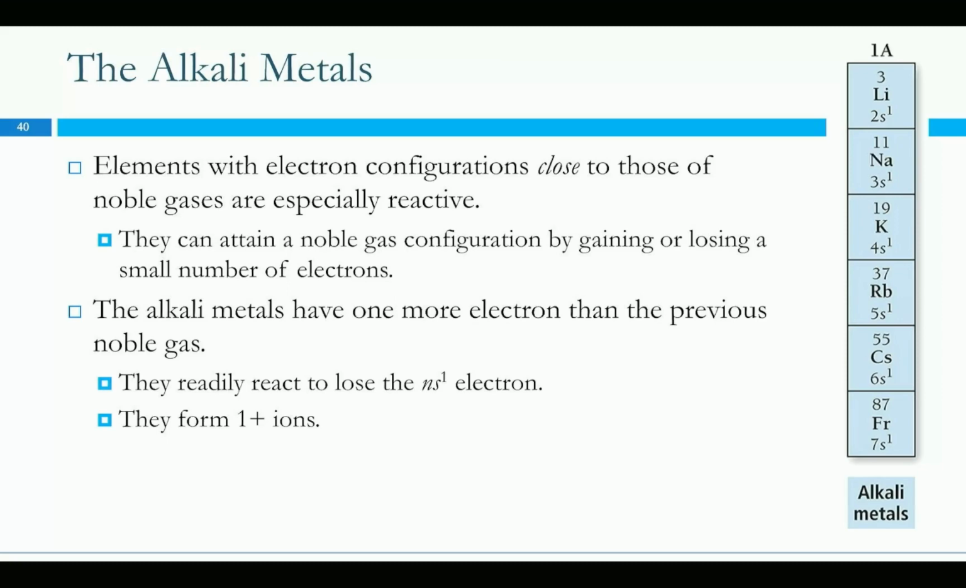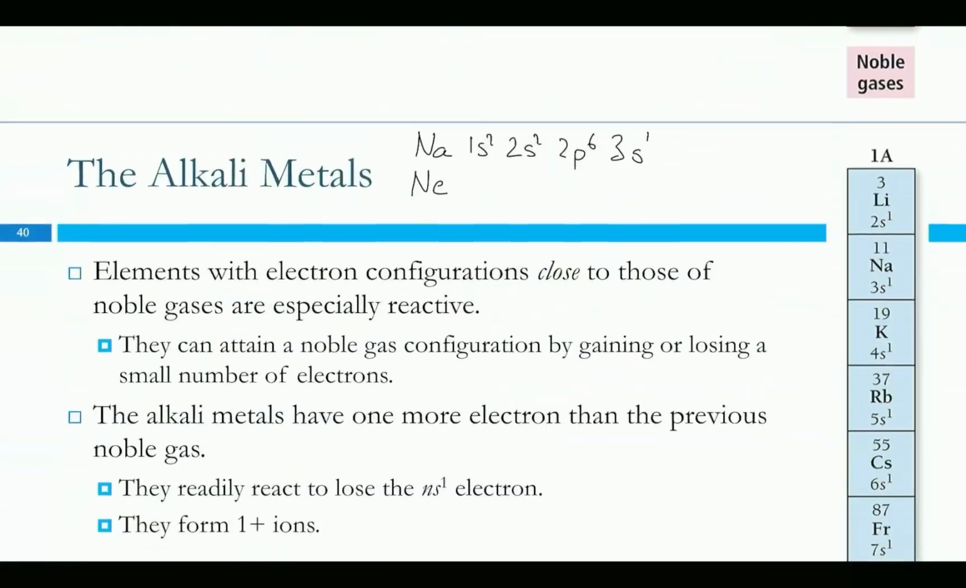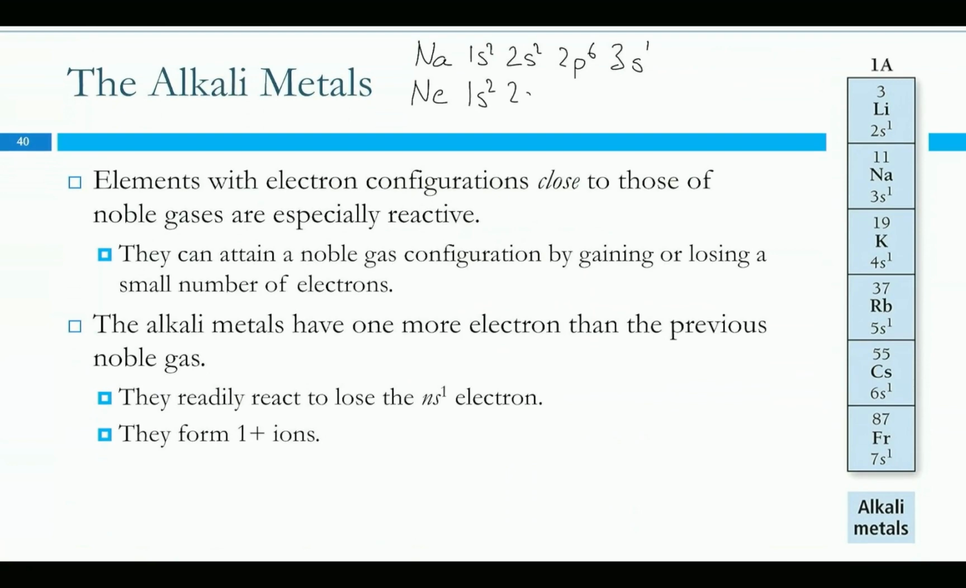So if I did sodium's electron configuration, 1s2, 2s2, 2p6, 3s1. And if I write that with neon, make sure I'm doing the right one. This is 1s2, 2s2, 2p6. So sodium has 1 more electron than neon. And potassium would have 1 more electron than argon. And you can keep going all the way down.